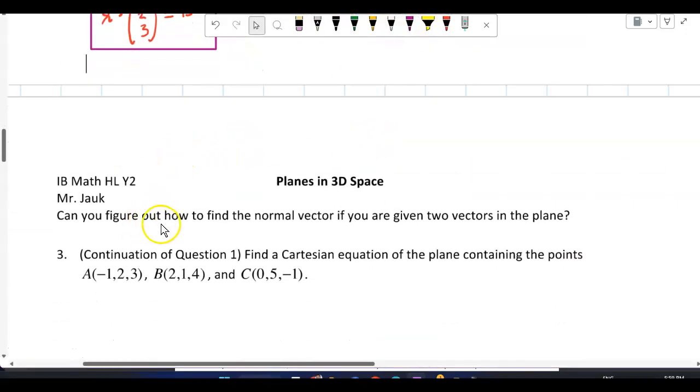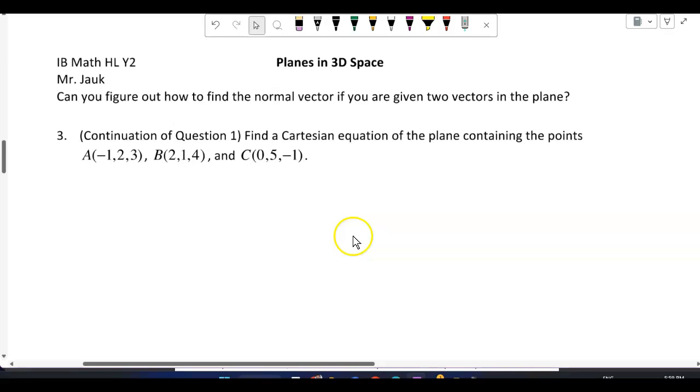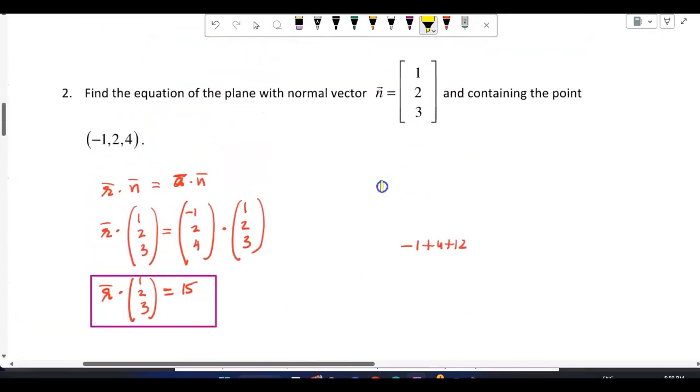Now, can you figure out how to find a normal vector if you've been given two vectors in a plane? Actually, if they ask you to find a Cartesian equation of a plane, there are three forms. There is a third form. Let's find a Cartesian form for this one. You know how to find a Cartesian form? It's very simple. What's your r? My r is xyz.